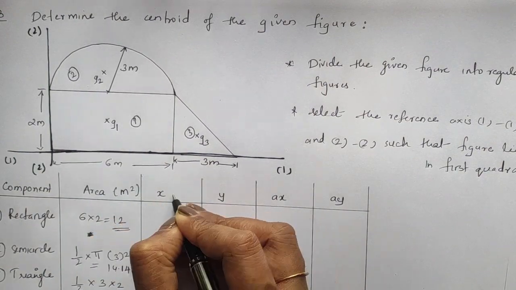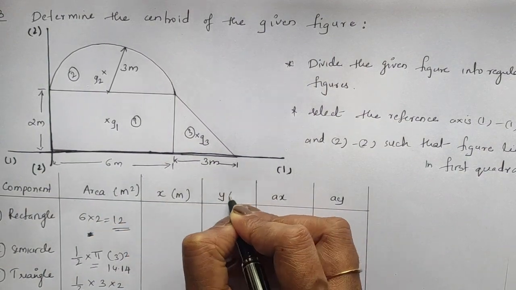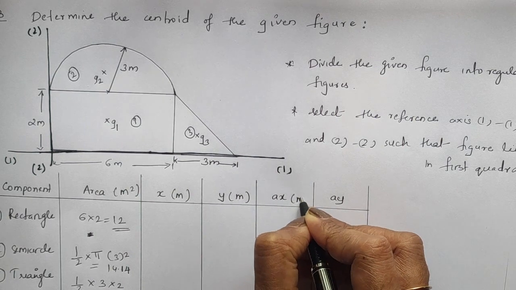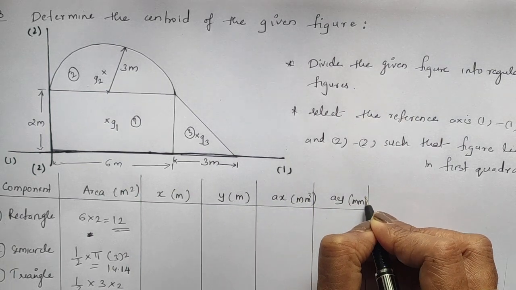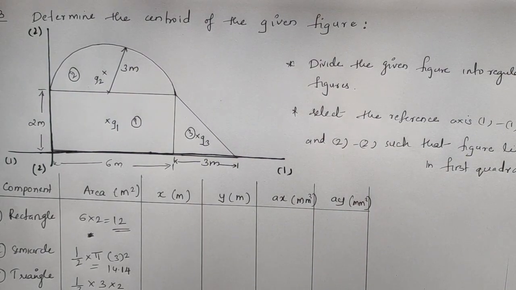Make sure you write the units here. The area is in meter square, the x distance will be in meter, the y distance will be in meter, ax will be meter cube, correct? Area into x, this also will be meter cube. So don't forget to write these units.